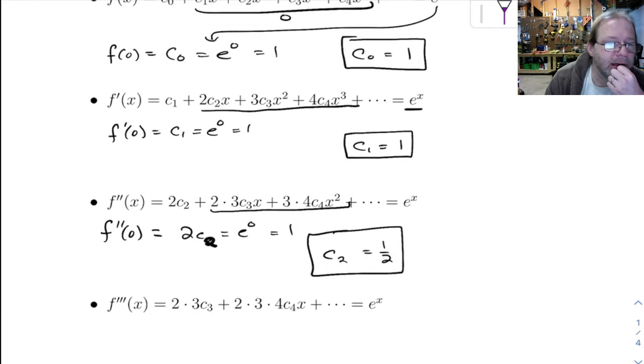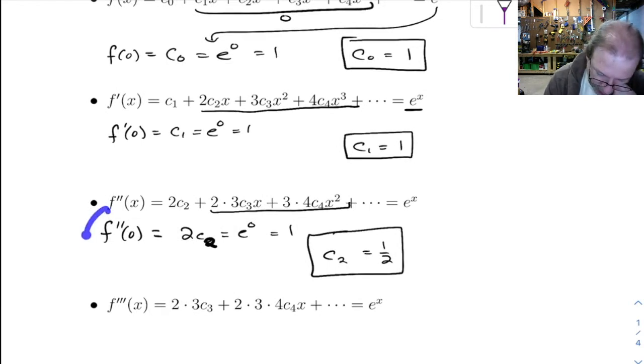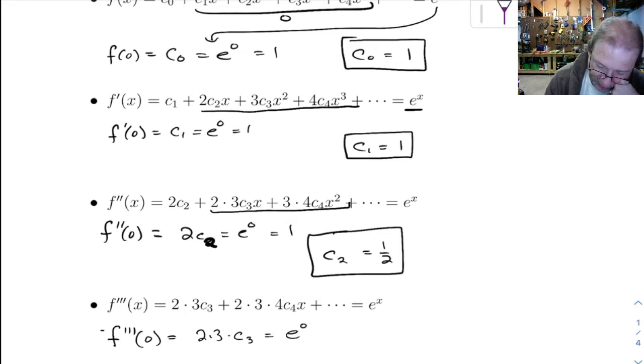All right, and we'll do this one more time. Take the derivative of this. This, of course, goes away. This becomes 2 times 3 C3. This becomes 2 times 3 times 4 times C4x. And then we get more terms over here. If you plug in f prime prime prime of 0, you get 2 times 3 times C3 equals e to the 0, which is 1. So C3 is 1/6.